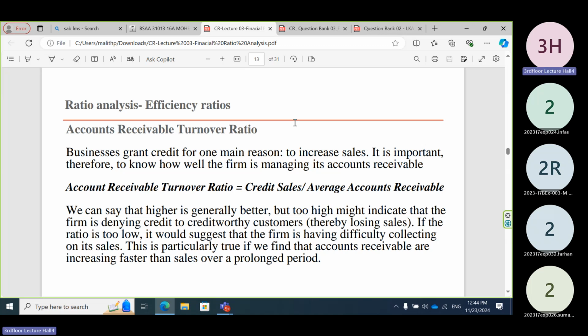What else? Account receivable turnover in a hotel company. Hotel account receivable.